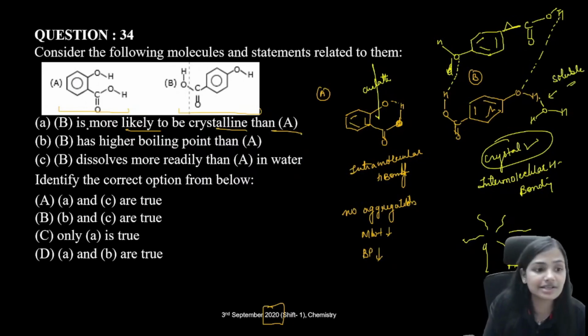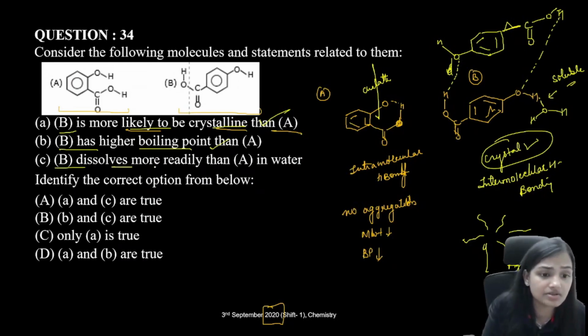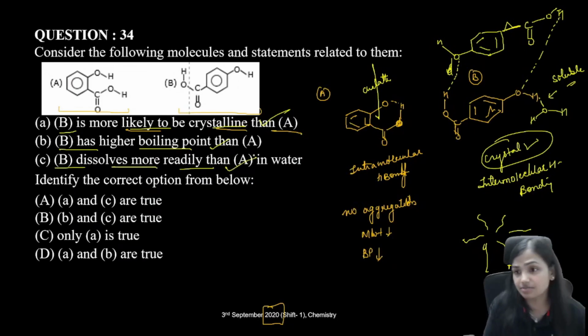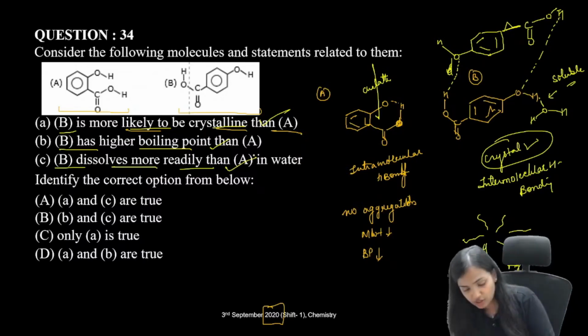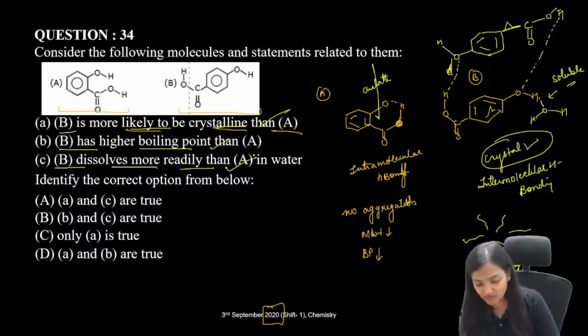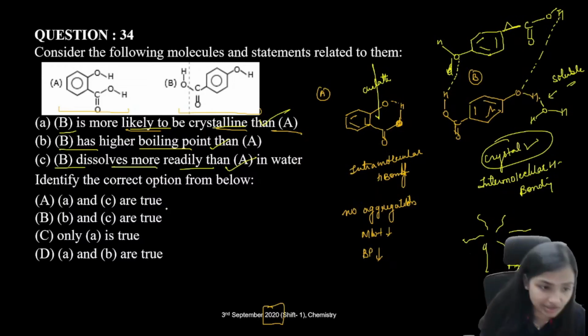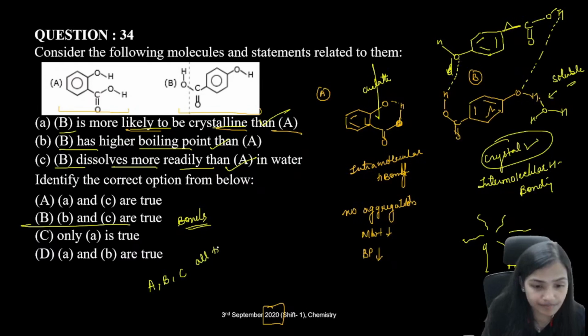So here we can say that B is more likely to be crystalline. Absolutely. B has more boiling point than A. Yes, because the aggregation increases, the boiling point increases. B dissolves more readily than A in water. Yes, B can have the hydrogen bonding with water. So what is the right answer? B. No. Actually, for this question, you got the bonus marks. Pupil got the bonus marks while answering B. But actually, the right answer is A, B and C, all true.